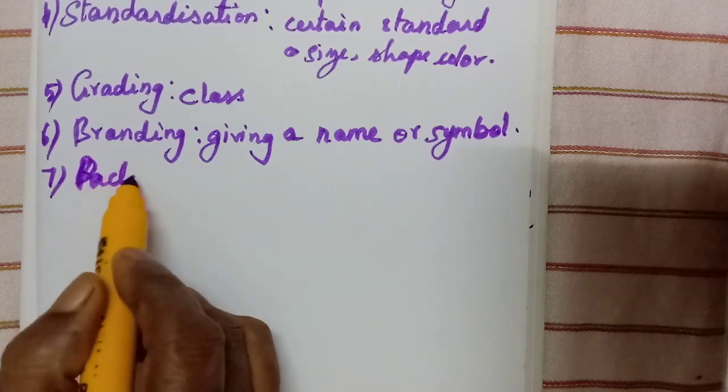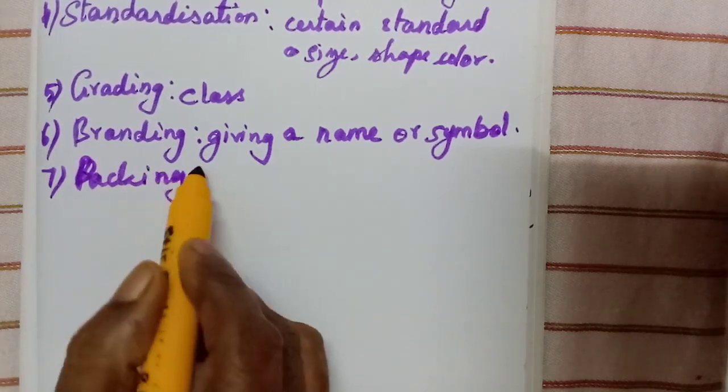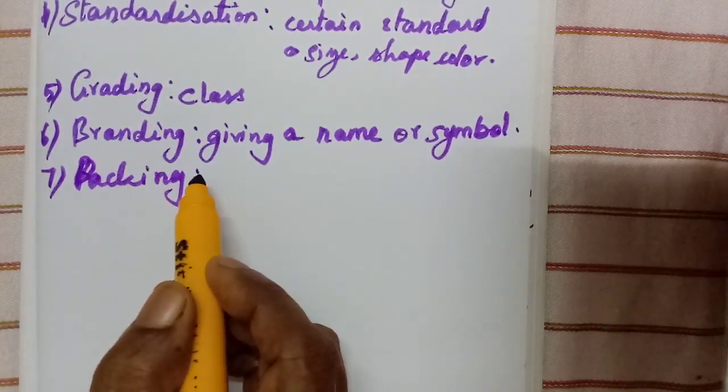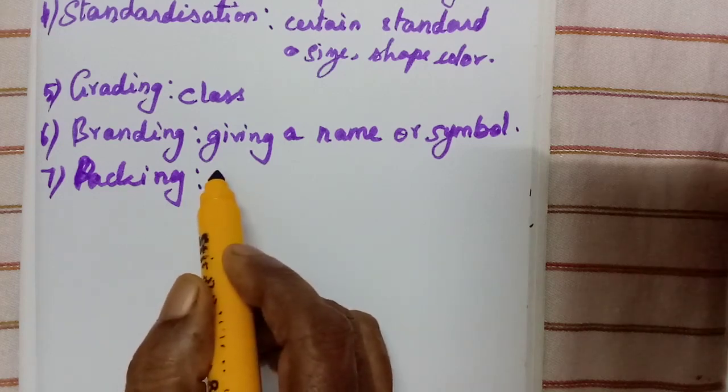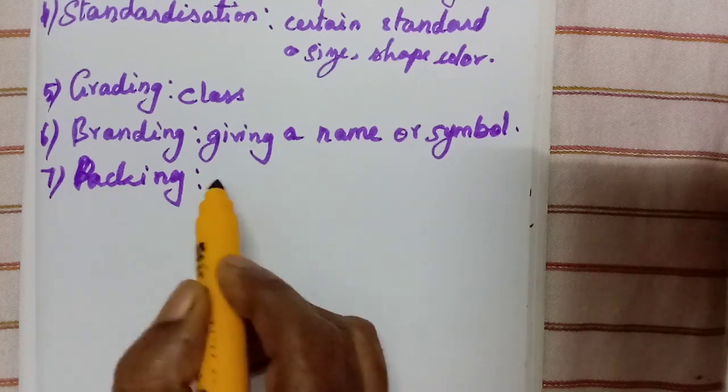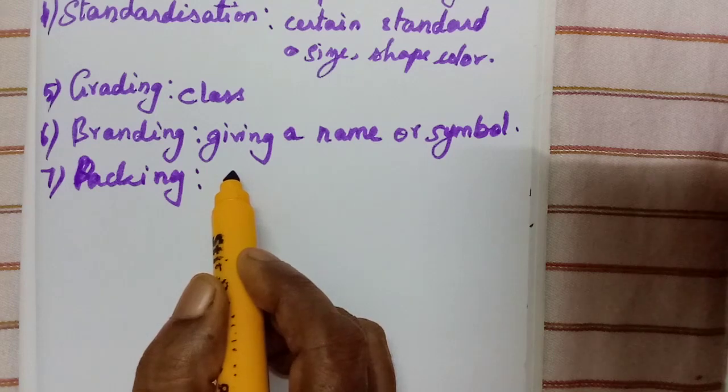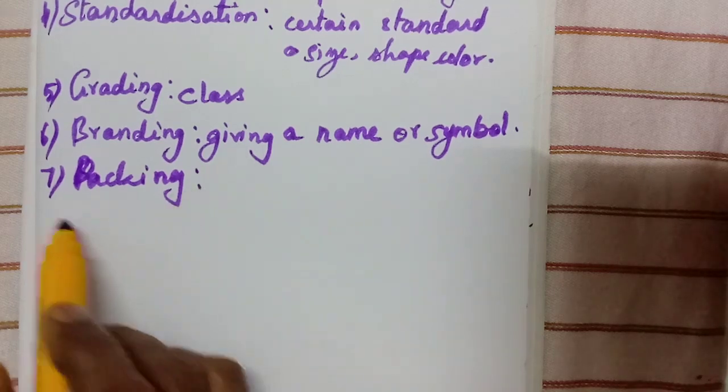Then packing. Packing must also be good, otherwise the product inside may be spoiled, isn't it? So packing is very important in the distribution of goods and services. Okay, then pricing.